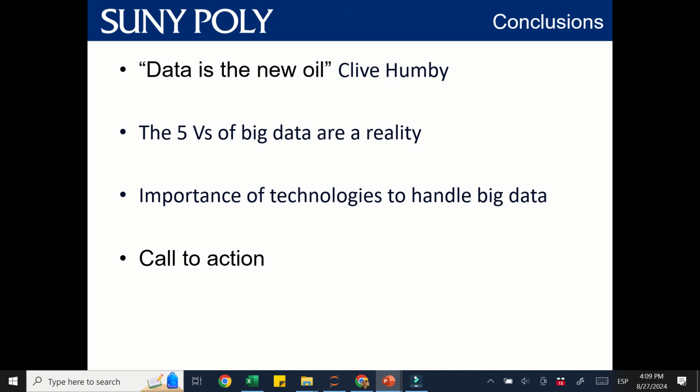Okay, so the conclusions of our first lecture. This is a famous phrase, I'm pretty sure you have heard it before. Data is the new oil. This was said by Clive Humby, a mathematician. Same thing as oil. Oil by itself, you cannot do something useful with it. You take the barrel of oil, and it's useless unless you transform it into something else. Same thing with data. You might have tons of data, but if you don't know how to transform and process that data, it's not going to make a difference.